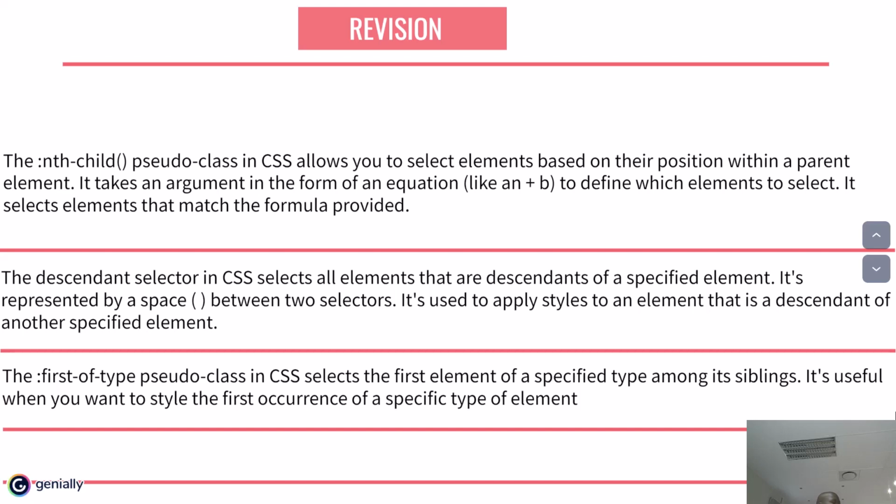Okay. So, let's go to the third one, which is the first-of-type class selector. In CSS, the first-of-type class selects the first element of a specified type among its siblings. It's useful when you want to style the first occurrence of a specified type of element.